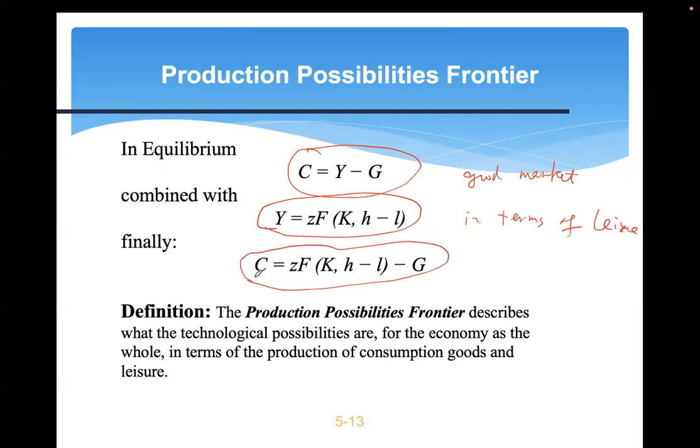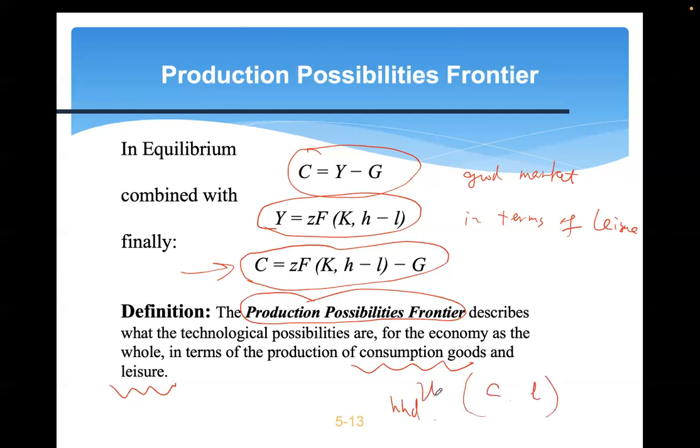Now you may be wondering, what's the purpose of this? This equation gives us the production possibility frontier of the economy. But this production possibility frontier is in terms of consumption goods and leisure. And this becomes compatible with households, because what households care about is consumption and leisure. Right? They have a utility, so they derive utility from consumption and leisure.